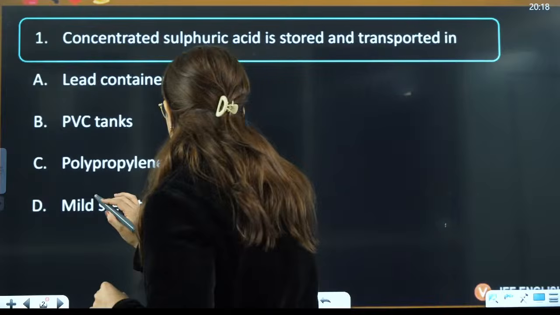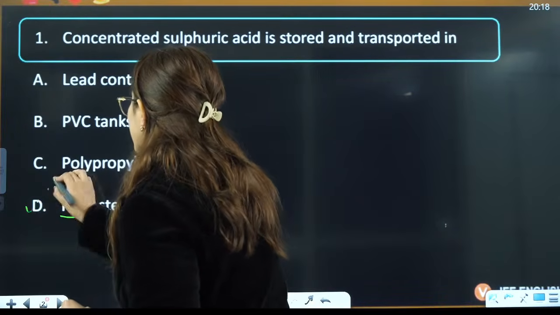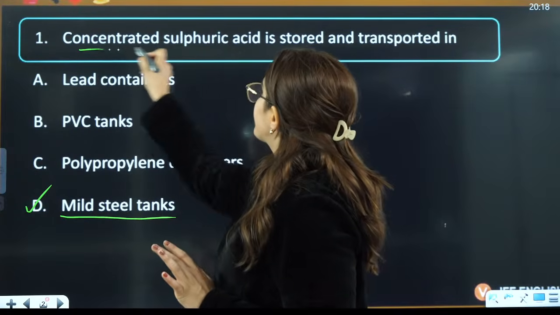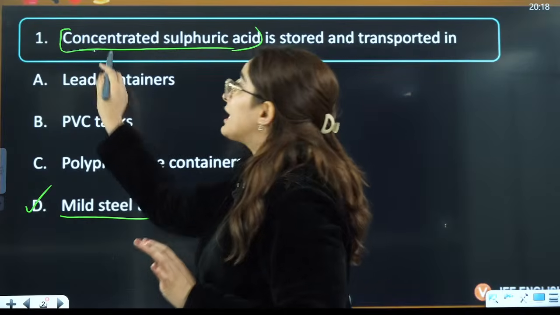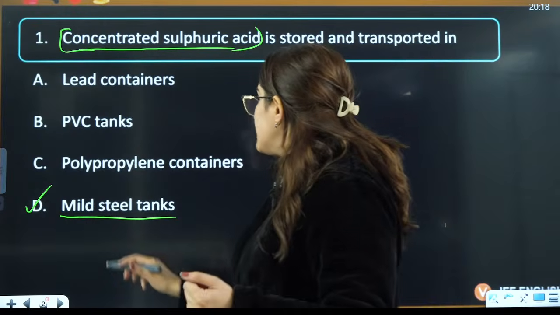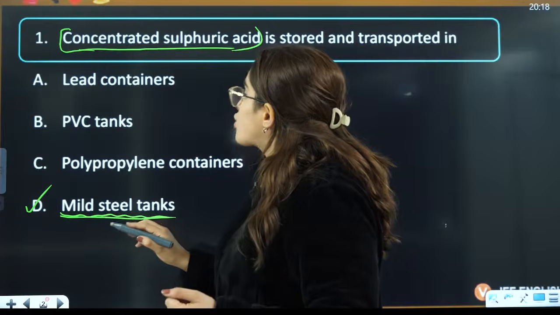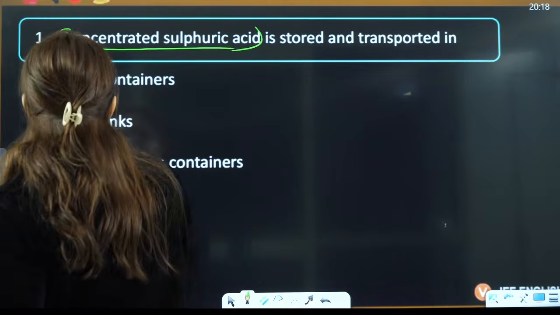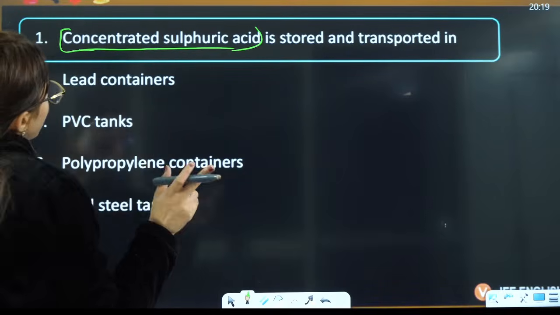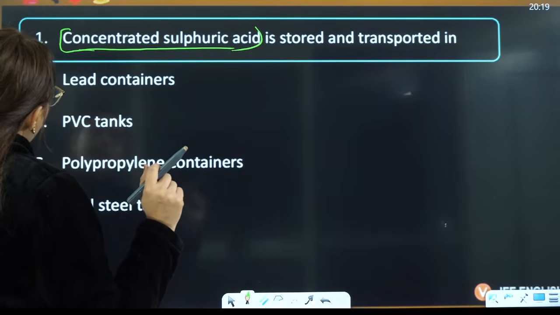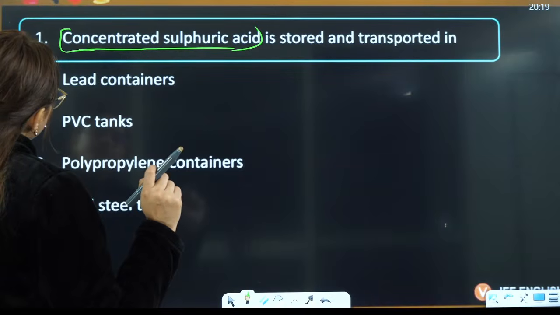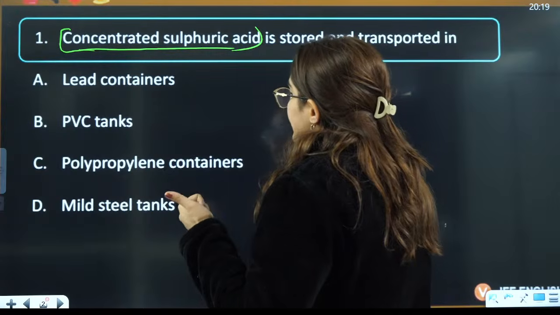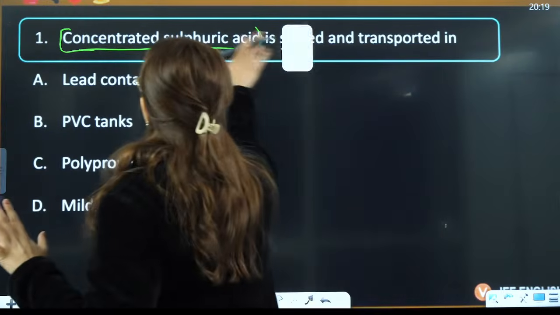So concentrated sulfuric acid is stored and transported in lead containers, PVC tanks, or mild steel tanks. Concentrated sulfuric acid, dilute sulfuric acid, you can't store it there. Wait a minute. Concentrated sulfuric acid is stored and transported in, PVC, poly you will not use here. Lead containers, so sorry, yes.